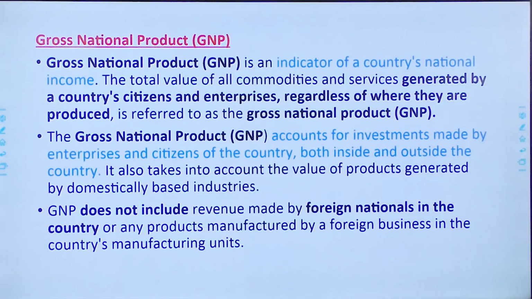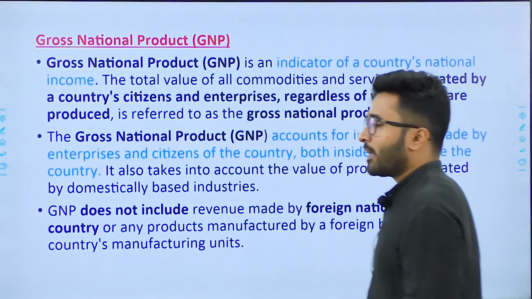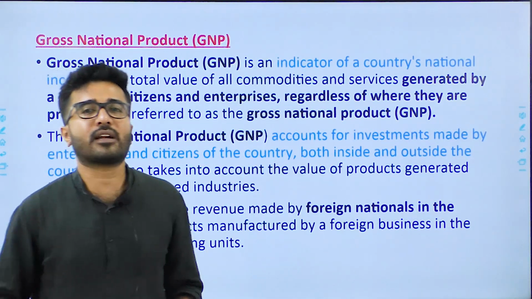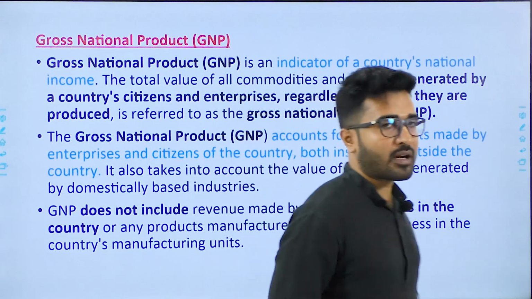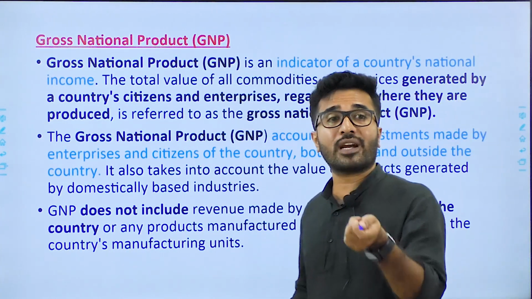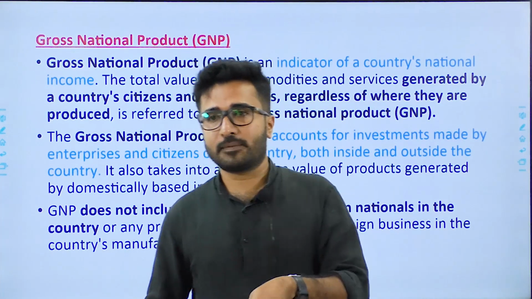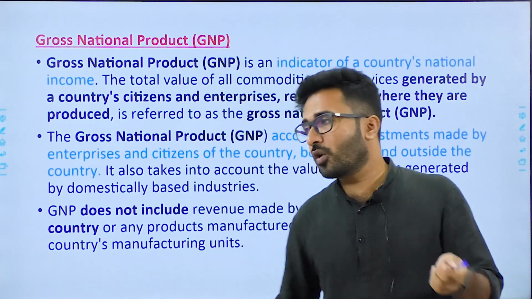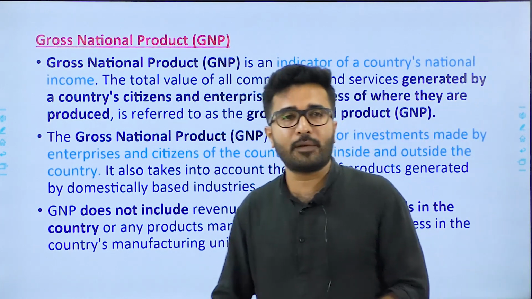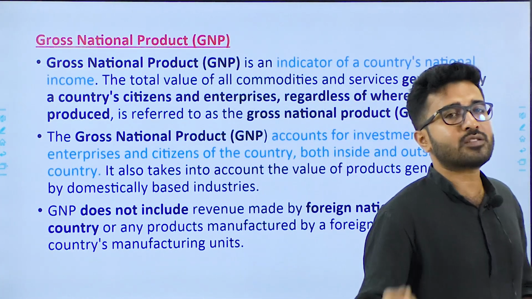Then GDP does not include revenue made by foreign nationals in the country. For example, Mercedes is having a showroom in India. They are having a factory in India and they are producing their car, but that won't be included in the GNP of India, but that will be included in the GDP of India. You're getting the point. So the location matters in the GDP, and whether they are citizens or not matters in the GNP.